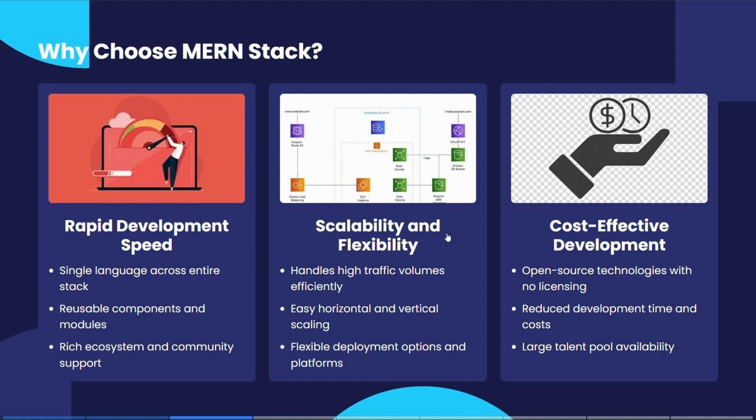Coming to scalability and flexibility, MERN can handle high traffic websites very well, like e-commerce or social media apps with thousands of users. It supports both horizontal scaling, meaning adding more servers, and vertical scaling, which is upgrading existing servers. And it can be deployed on many platforms like AWS, Vercel, like that.